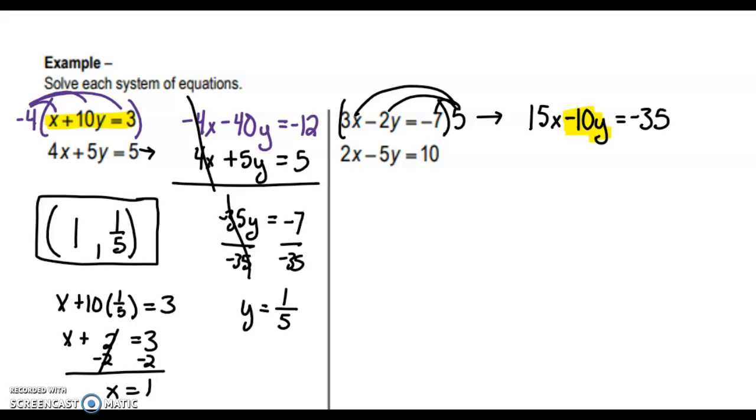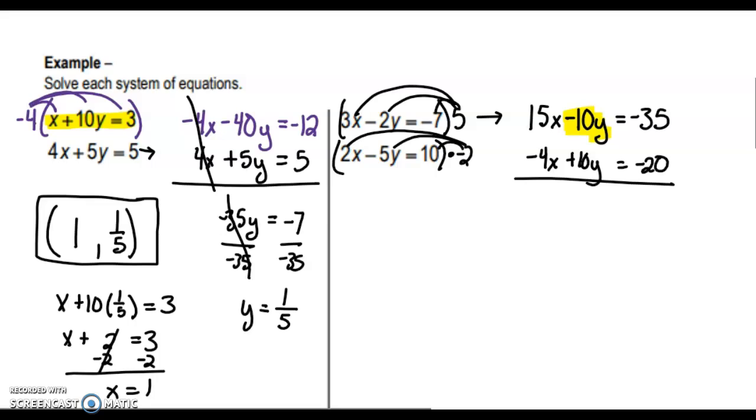So to make it simplify out, I need this to be a positive 10y because negative 10 plus 10 is 0. So what can I multiply by negative 5 to make it be positive 10? What do I need to multiply by? I need to multiply by a negative 2. So let's try it. 2x times negative 2 is negative 4x. Negative 5y times negative 2 is positive 10y. Okay, and negative 2 times 10 is negative 20. So now if you look at this, negative 10y plus 10y will eliminate because it makes 0.